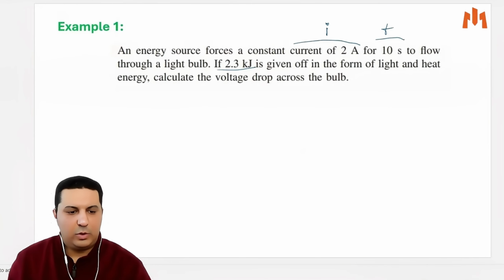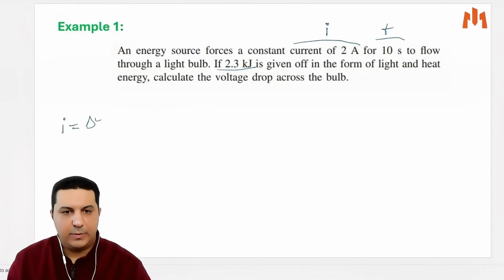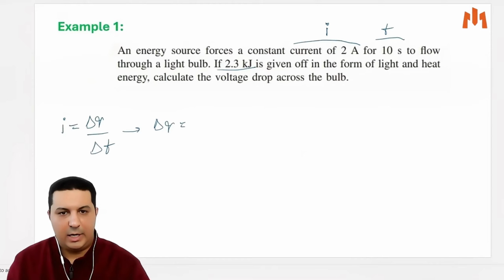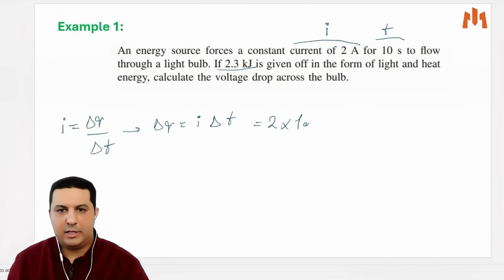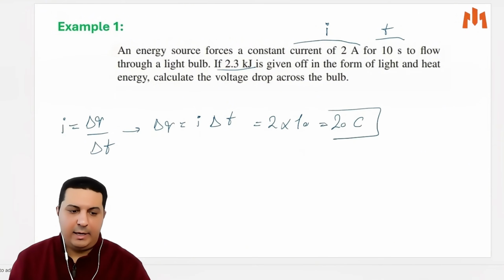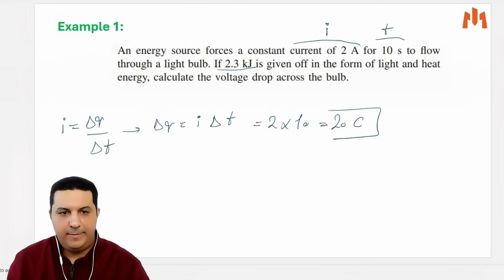So the total charge, if you can remember, I is dq divided by delta t. So delta q is I times delta t, as you see here. So it shows that 2 multiplied by 10 seconds is 20 coulombs.